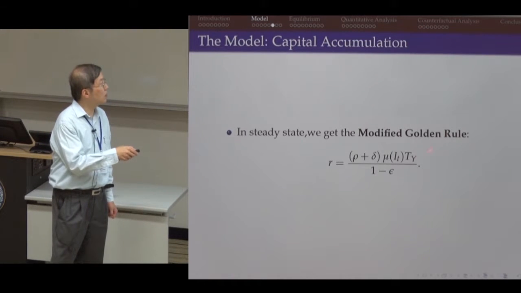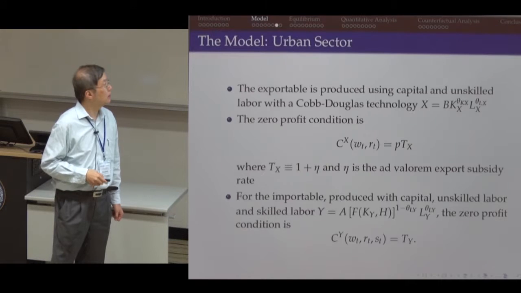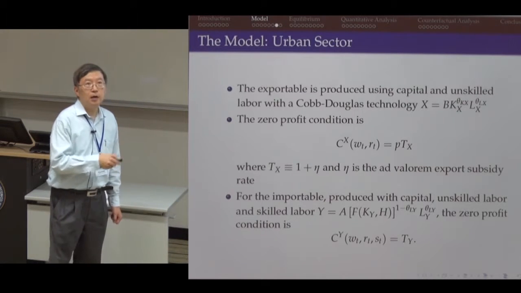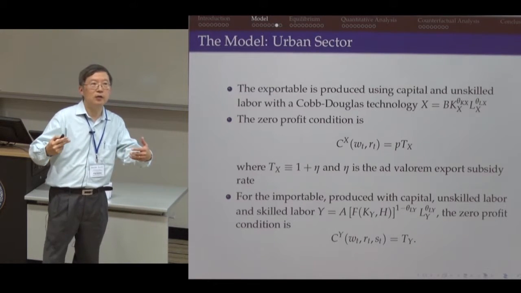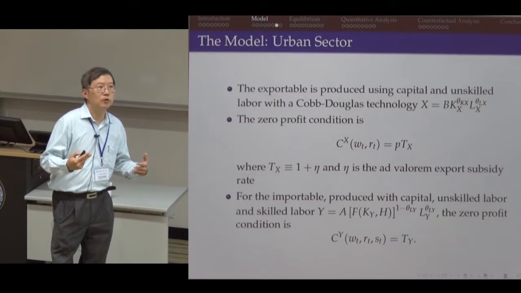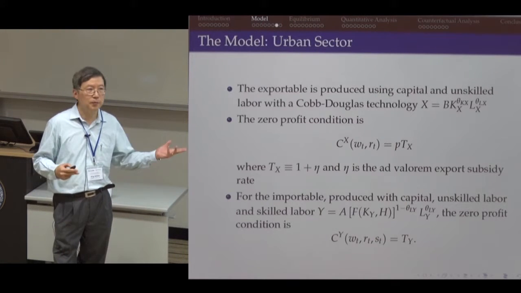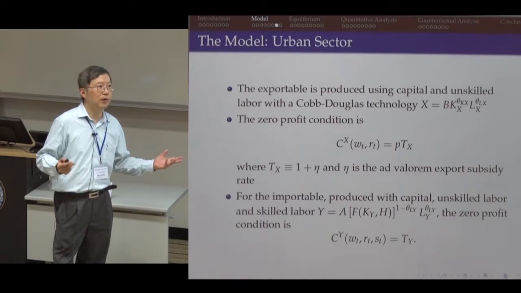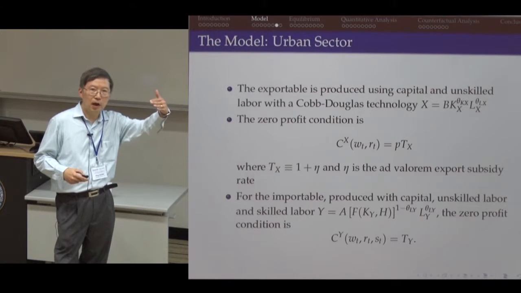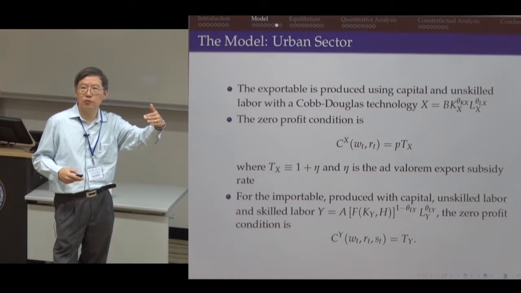We can derive the modified golden rule, which will depend on this. Then we deviate from the standard trade analysis, which always focuses on the primal. In this paper, we focus on the dual. The dual is much easier. Think about it: the unskilled wage rate is pinned down by the migration equilibrium, right?